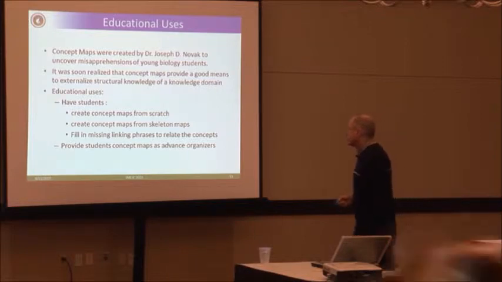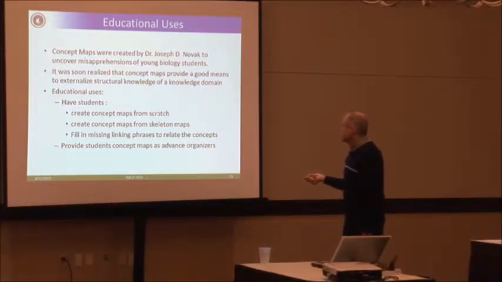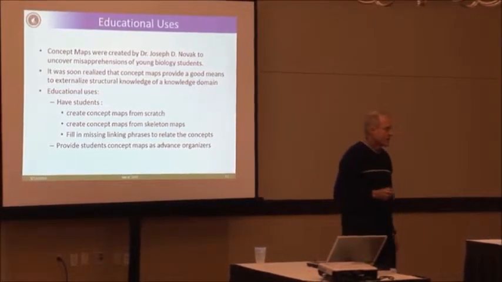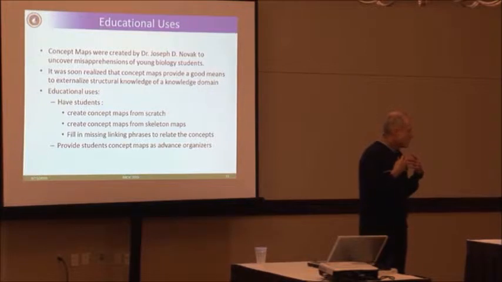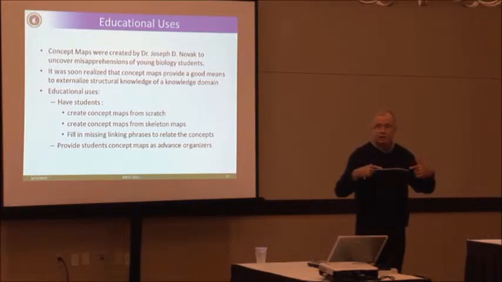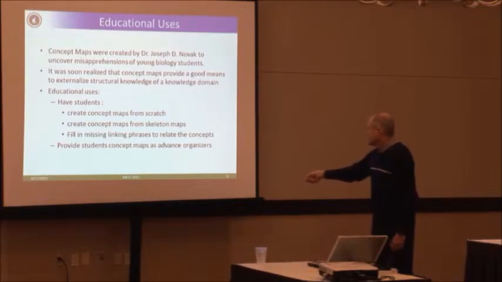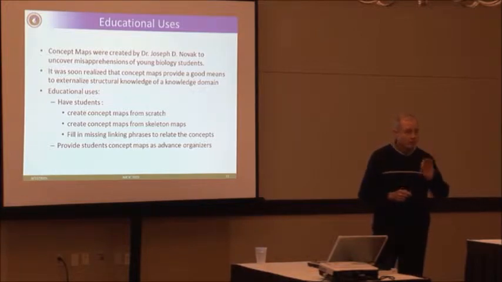Various means in which they're used include having students create concept maps from scratch, or creating concept maps from skeleton maps. A skeleton concept map means you give the map creator a minimal concept map with maybe 3 or 4 or 5 nodes, and then they are asked to elaborate on it to fill in details. Another use is to create a concept map, remove the linking phrases, and ask students then to provide the linking phrases back, as a means of gauging how deeply they understand the interrelationships among concepts.